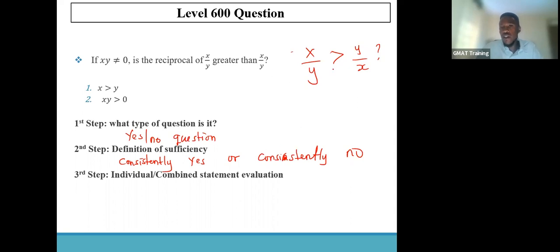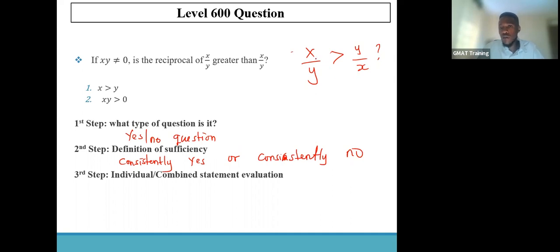And in this case, if we are to find that x over y is greater than y over x all the time, then we are responding to the question stem as consistently yes. And in that case, that statement will be sufficient.